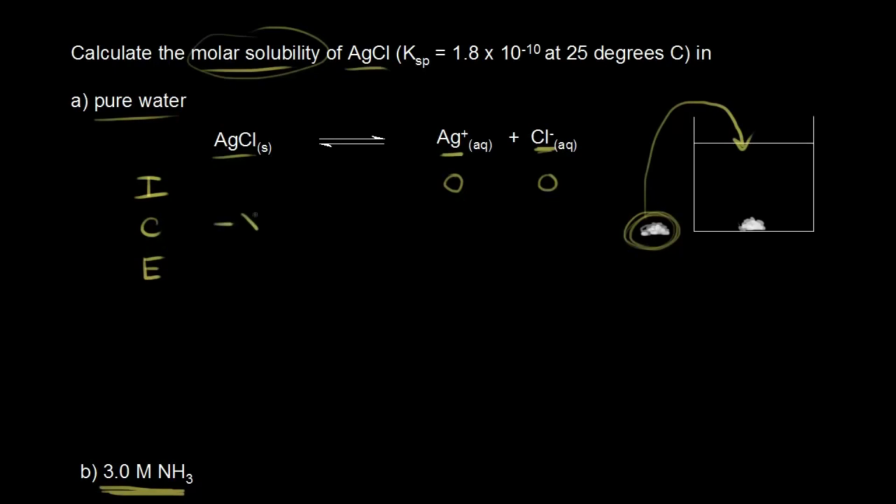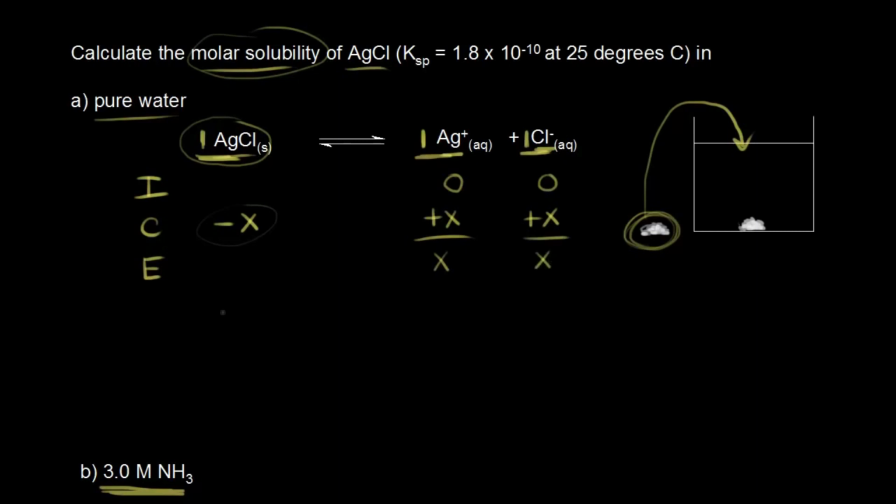So we're losing a certain concentration of our silver chloride. If we look at our mole ratios, for every 1 mole of silver chloride that dissolves, we get 1 mole of silver +1 cations in solution. So if we're losing X over here, we're gaining X for the concentration of silver cations in solution. And since our mole ratios are still 1 to 1, if we dissolve 1 mole of silver chloride, we gain 1 mole of chloride anions. So over here we get a +X. So at equilibrium, our concentration of silver cations is X, and our concentration of chloride anions is X.